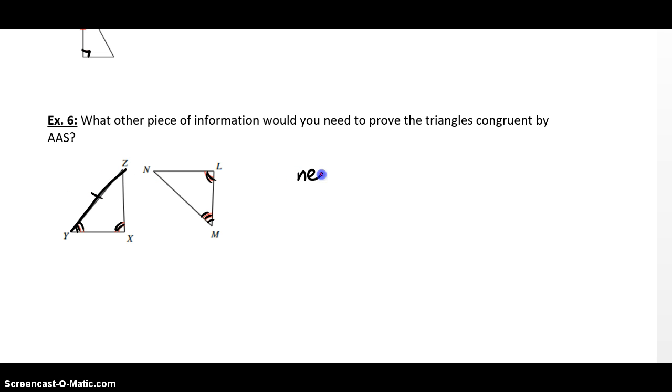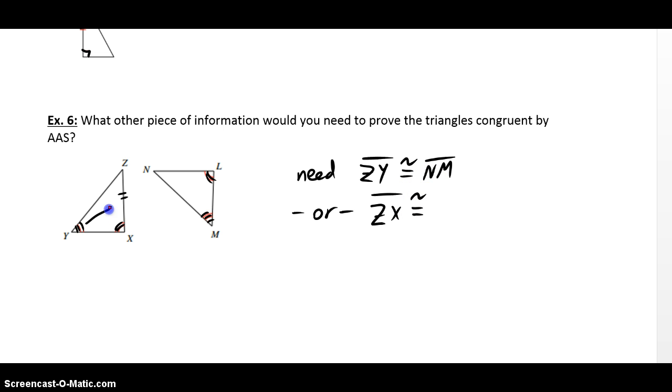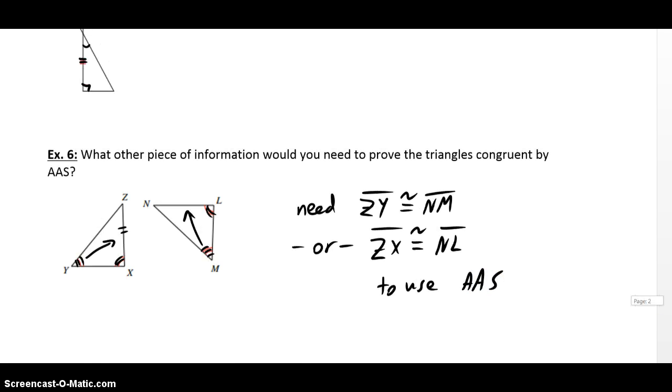We would need ZY to be congruent to, well, what would it match up with? It's across from the 2, so what's across from the 2? That would be segment NM, right? Or, instead of that segment, you could do the other segment. ZX would have to be congruent to whatever's across from the 3, right? Which in this case would be NL. If we had either of those, we would be able to use angle, angle, side. Okay? Hopefully this makes sense.